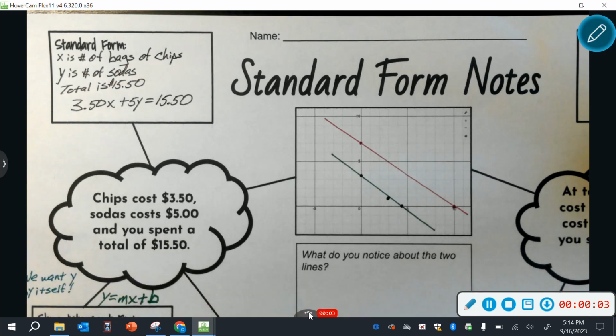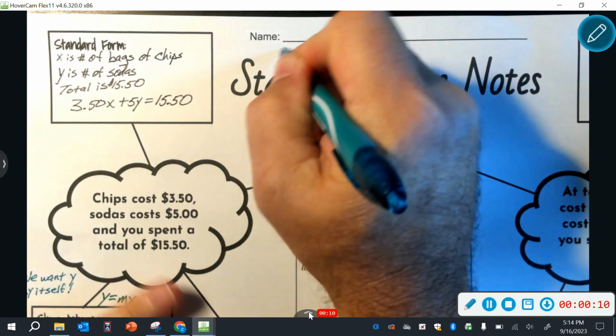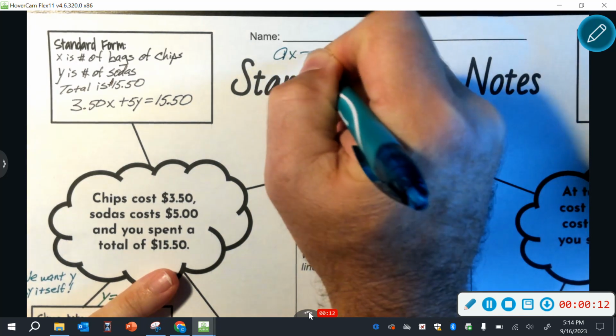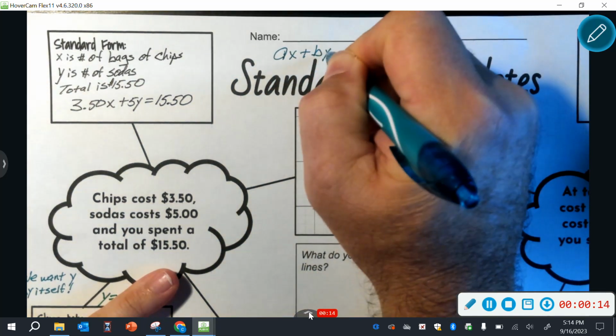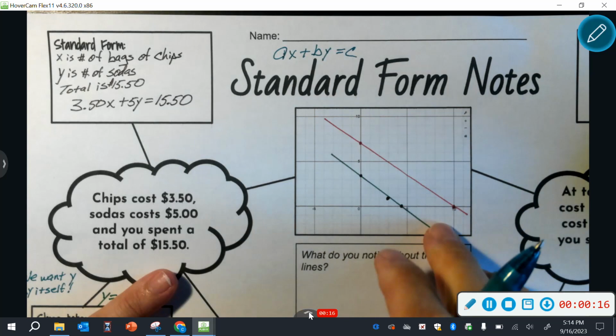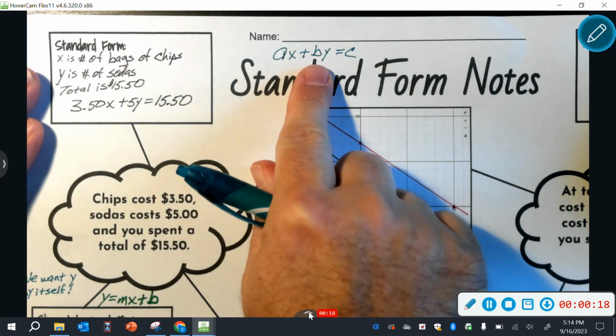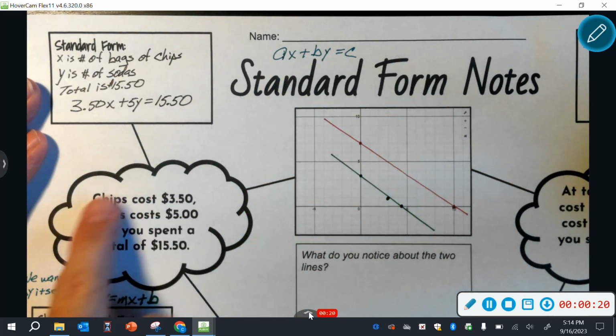Okay, so here's our notes for standard form. So remember, standard form is AX plus BY is equal to C, and this is on your formula chart. So here, let's look at our first situation.